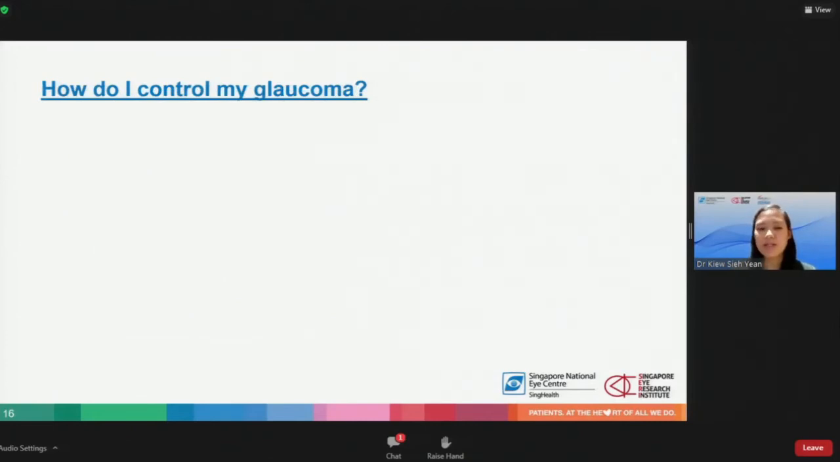If someone has been diagnosed with glaucoma, what happens then? Remember that damage in glaucoma is irreversible. The aim of treatment is to stop or slow down the progression to preserve remaining vision, but we cannot turn back the clock on past damage.